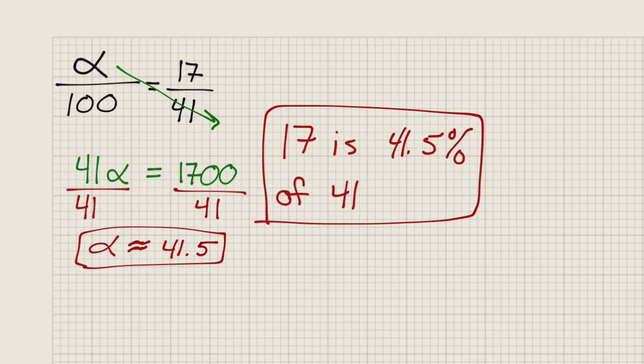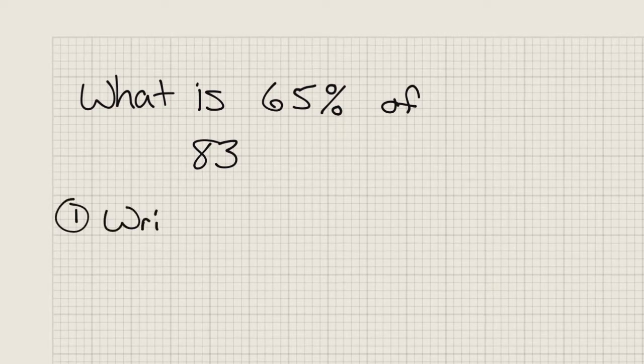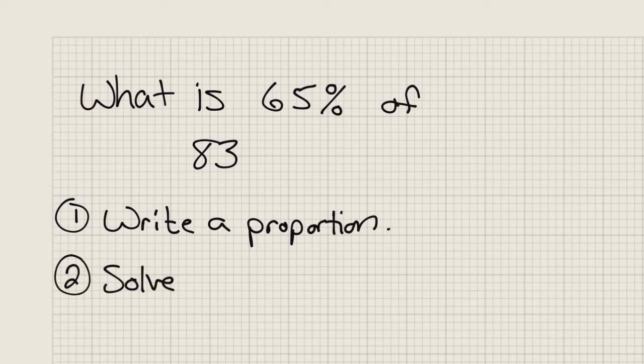The lunch order. All right, ladies and gentlemen, this is what you're doing for proportions. You're setting up proportions. I want you to try one of these for me right now. I'm going to give you a written statement. I want you to write a proportion for it. Okay? So, here we go. What is 65% of 83? Write a proportion first. And then solve the proportion.